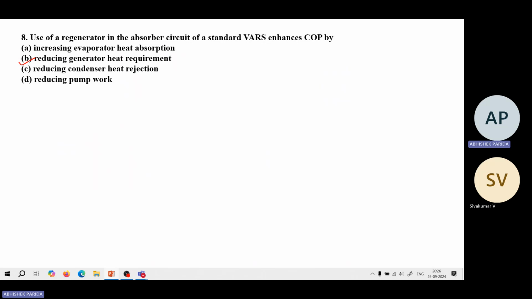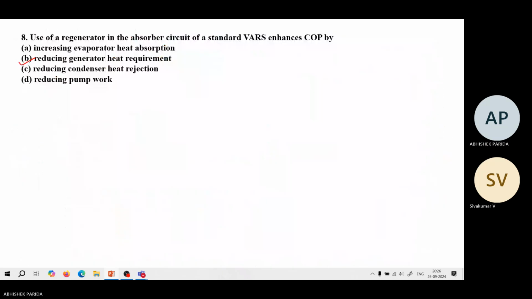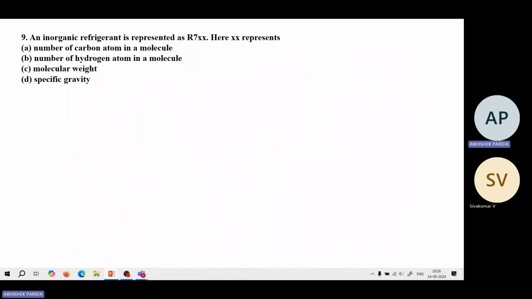Then the next thing, question number 9. An inorganic refrigerant is represented as R7XX. Here XX represents what? Very easy. Molecular weight, sir. Correct. So in inorganic refrigerants, as I already said, they are represented as 7XX, where XX is the molecular weight, generally for ammonia and all.